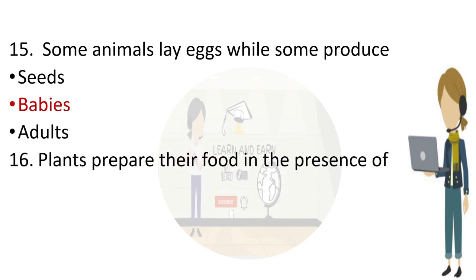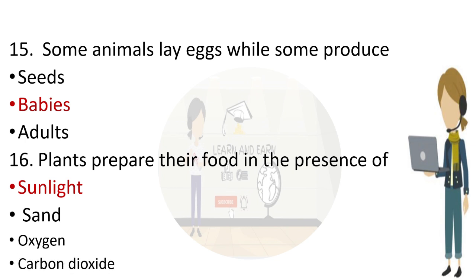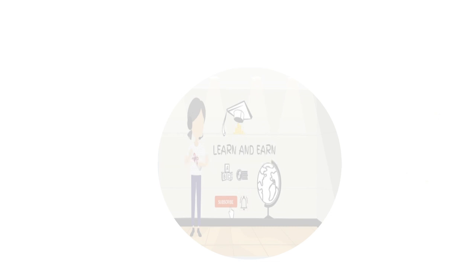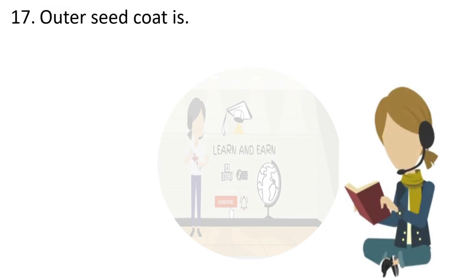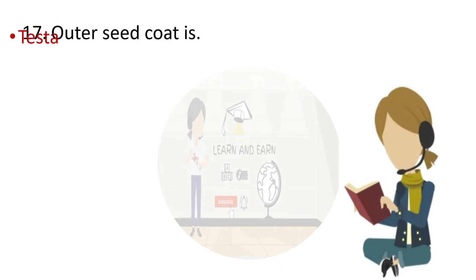Number 16 MCQ is, plants prepare their food in the presence of sunlight, sun, oxygen, carbon dioxide. The plants prepare their food in the presence of sunlight. Number 17 MCQ is, outer seed coat is testa or other option is tegmen. So the right answer is testa. Outer seed coat is testa.